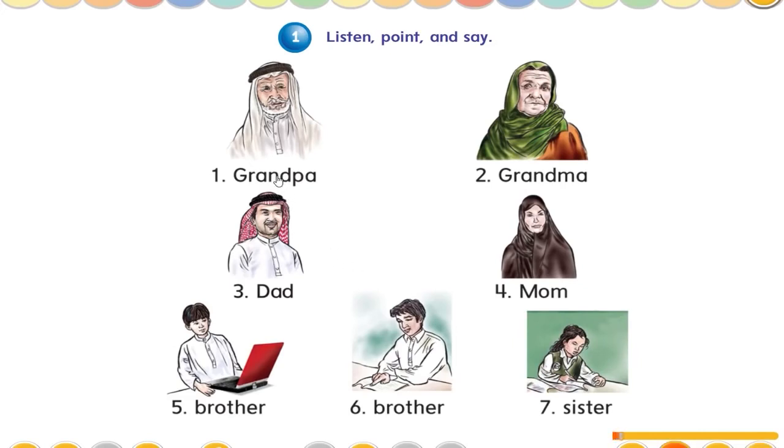1. Grandpa. 2. Grandma. 3. Dad. 4. Mom. 5. Brother. 6. Brother. 7. Sister. To draw a family, ارسم عائلة.